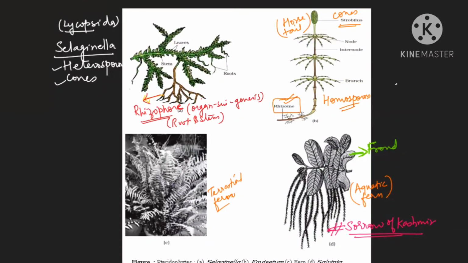Salvinia is an example of heterospore. Selaginella is also an example of heterospore, as in your book. But who are making the cones? Cone formation is done by Selaginella and by Equisetum. Once again, I'm repeating it, please try to learn it. Cone formation is done by Selaginella and Equisetum, but the heterospore examples are Selaginella and Salvinia. So I hope these pteridophyte classes with the diagrams are clear to you. Thanks for watching.